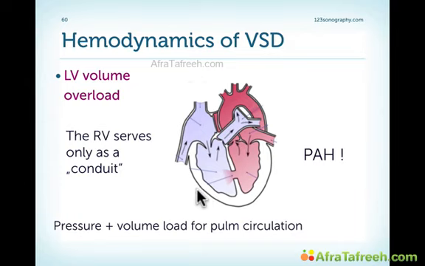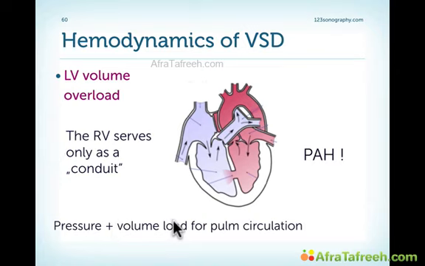What are the hemodynamics of VSD? A ventricular septal defect causes left ventricular volume overload, and this means, again, overcirculation of the pulmonary arteries. But now we have not only volume load to the pulmonary circulation, but also pressure load, and this apparently makes a big difference to the atrial septal defects.